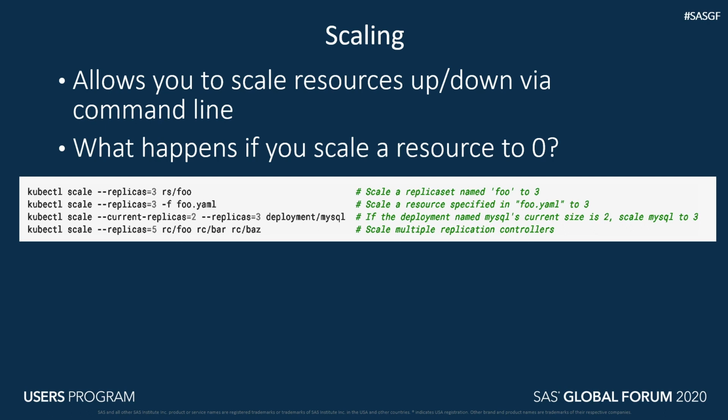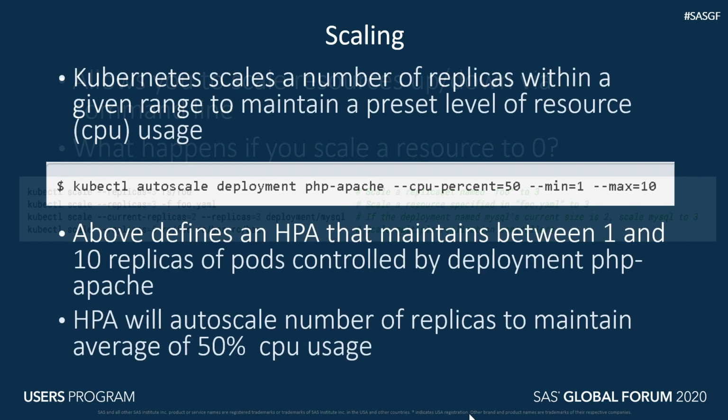Scaling a resource to 0 can be an effective way to leave it in the cluster, so it's easy to turn back on, as opposed to totally getting rid of it and deleting it. So scaling to 0 can be an effective way of effectively turning a resource off, not having it use any resources at the moment, but still having it present in the cluster, and then you can scale it back up when you're ready to turn it back on.